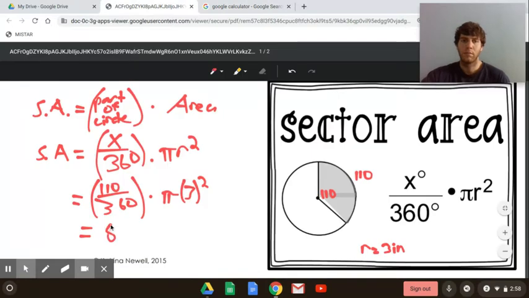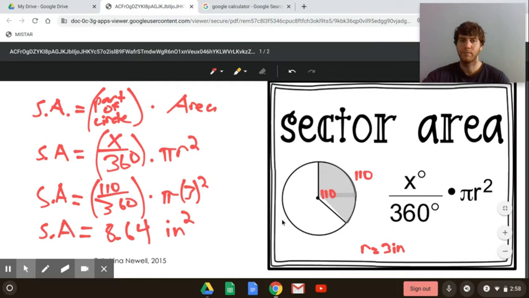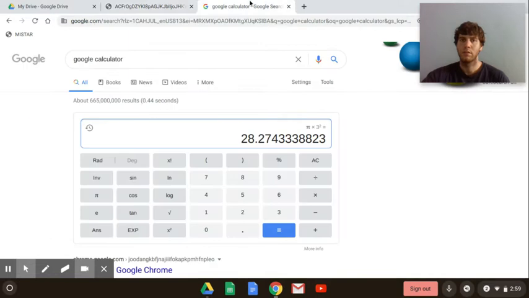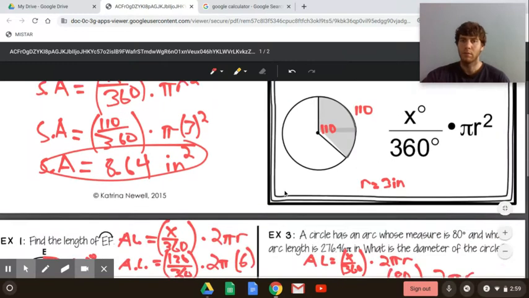So that's going to be 8.64 inches squared. It's area, so it's going to be inches squared. If we found the area of the whole thing, that's pi r squared, so we would do pi times 3 squared, which would be 28.27 inches squared. We don't want all of that area. We only want the small piece of it, the 110 out of 360 of it. So that's where we get our 8.64. So let's do some examples.